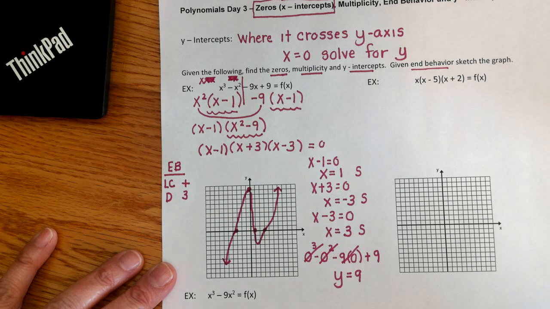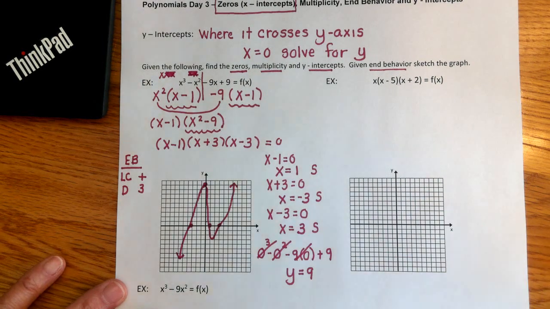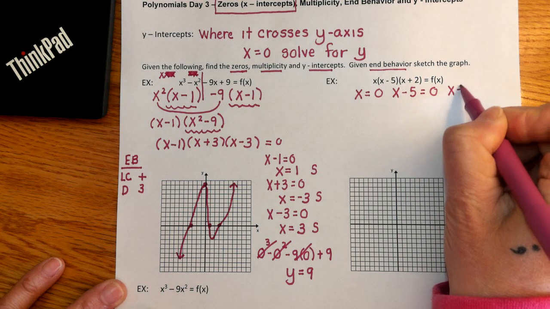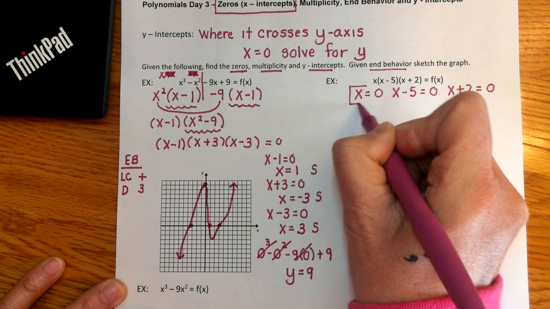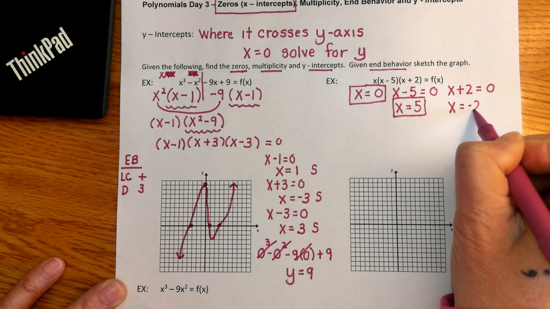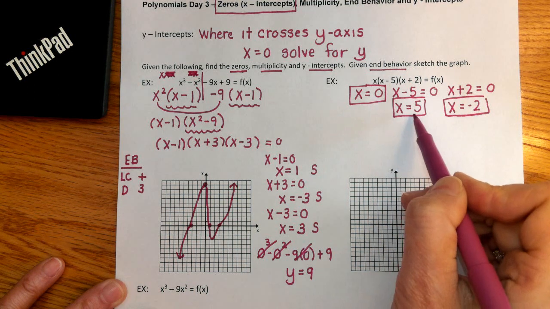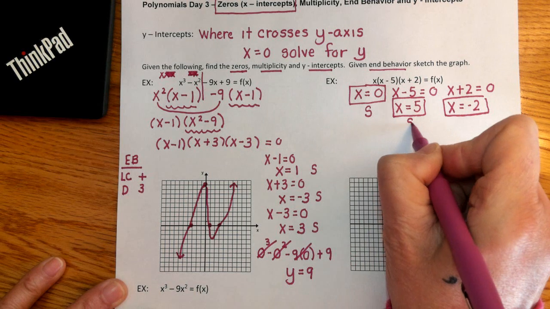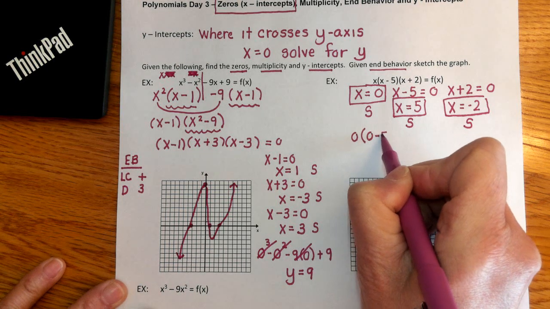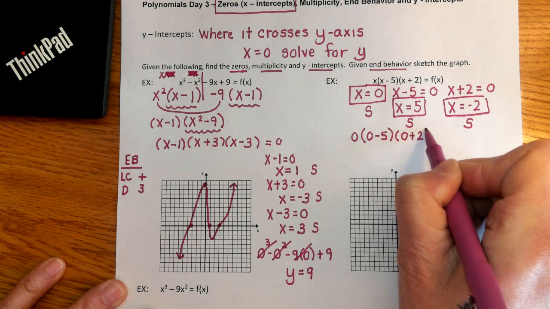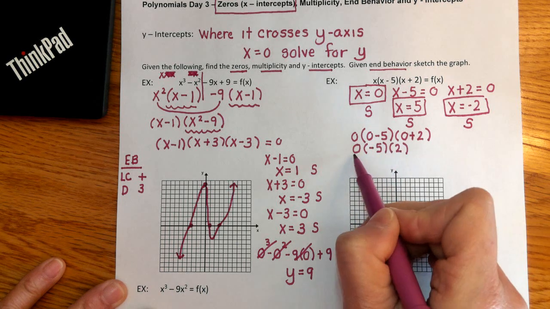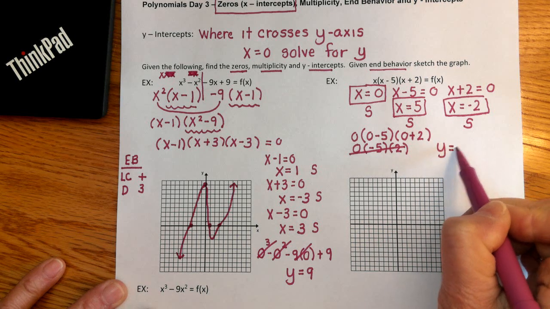This one is factored for you. So we're going to find our zeros first. X equals 0, x minus 5 equals 0, and x plus 2 equals 0. So x equals 0 is our first, x equals 5 is another, and x equals negative 2 is a third. They only appear one time each, so they are all singles. Let's go ahead and find our y-intercept. 0, 0 minus 5, and 0 plus 2. So I have 0, and this is negative 5, and this is positive 2. Well, remember, anything times 0 gives you 0. So y equals 0.